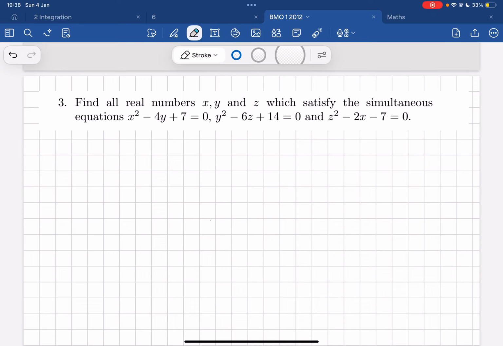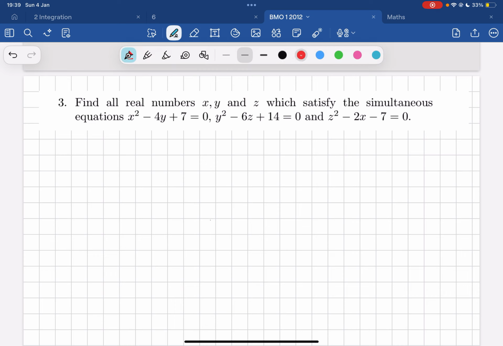Hi guys, we've got a different style question today. We've got a BMO question from 2012, this BMO 1, question 3. And it reads, find all real numbers x, y and z which satisfy the simultaneous equations x squared minus 4y plus z equals 0, y squared minus 6z plus 14 equals 0, z squared minus 2x minus 7 equals 0.